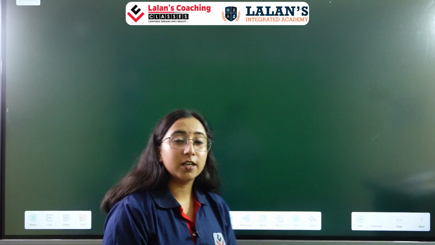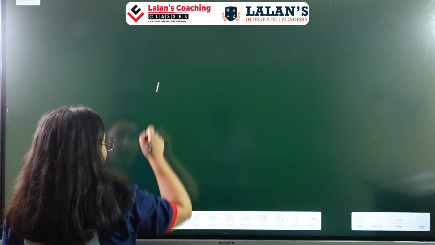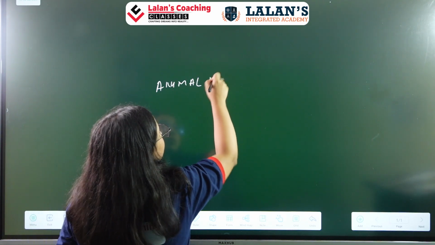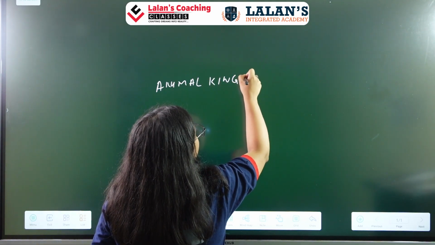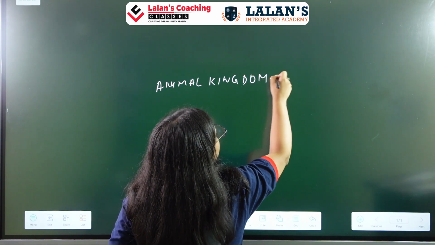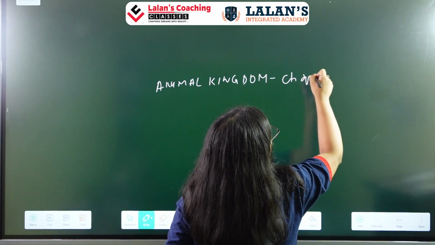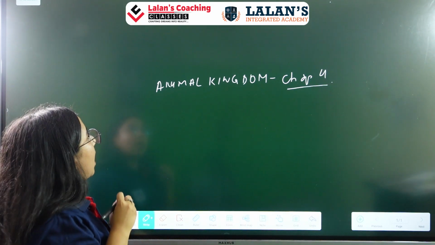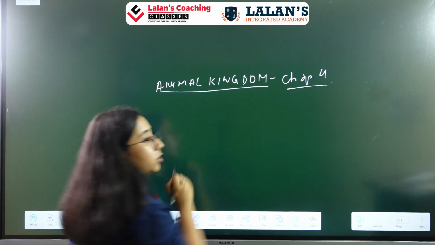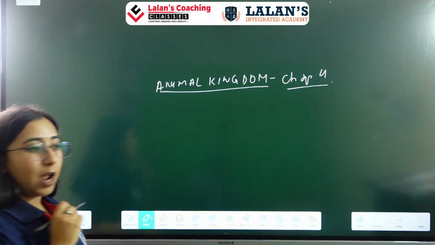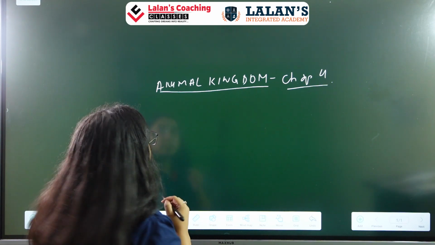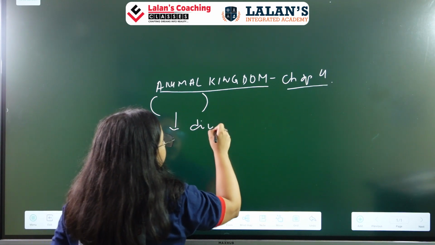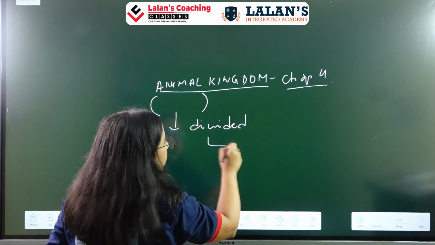Today we'll be starting with the topic Animal Kingdom. This is chapter 4 of the NCERT class 11. And today we will just do a little bit of introduction on what the chapter is and what it consists of. Firstly, the entire animal kingdom has been divided into different groups.